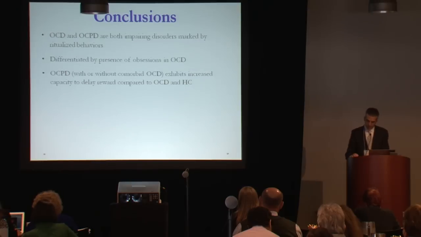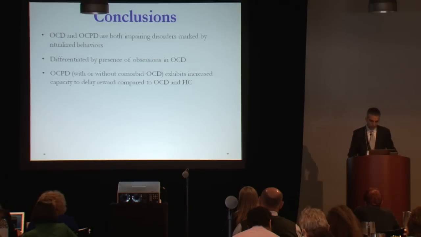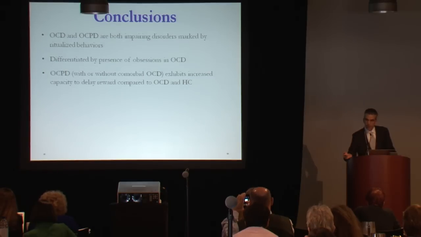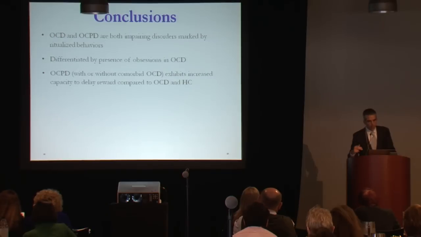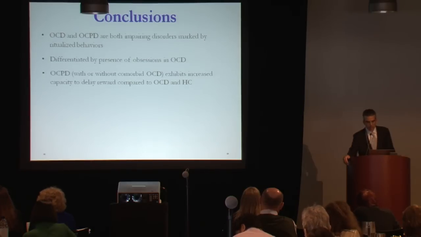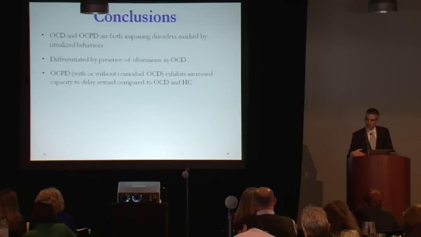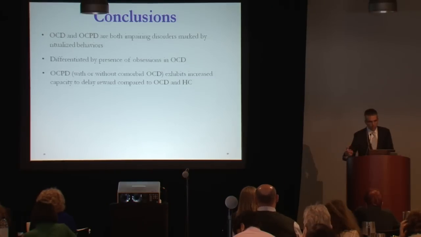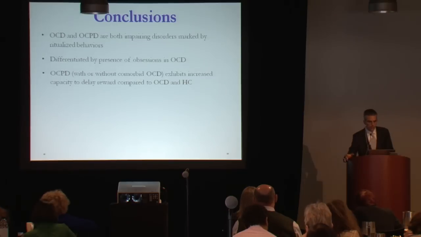So some conclusions. First, we found that OCD and OCPD are both impairing disorders. So I just indicated before that both groups were equally impaired in terms of quality of life, and the scores on quality of life in this study were comparable to other studies of OCD in terms of their poor quality of life. We also found that OCD and OCPD are marked by ritualized behaviors. They both showed these compulsive-like behaviors. Although in OCPD, the compulsive behaviors are not in the service of warding off harm or preventing some feared outcome, which is the case in OCD, those behaviors were more likely to be, like I said before, egocentric and because they wanted it that way.